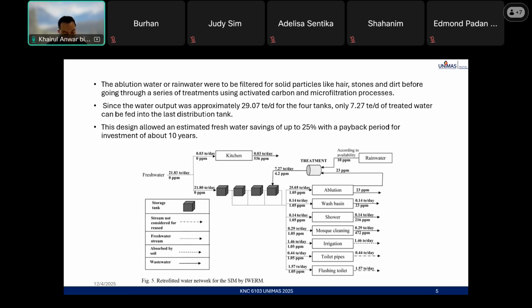During the rainy season, because it is based on the availability of rainwater, if the rainwater is enough, it can manage 7.27 ton per day. So they just divert the ablution water to the sewer, not to be reused. This is based on page 56 of the paper.